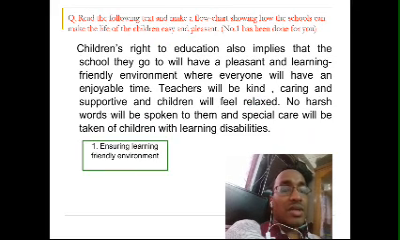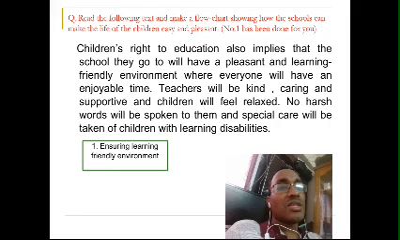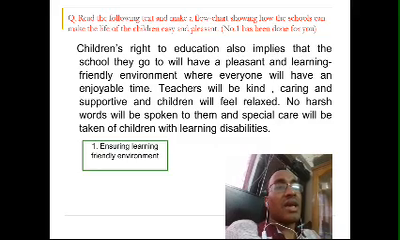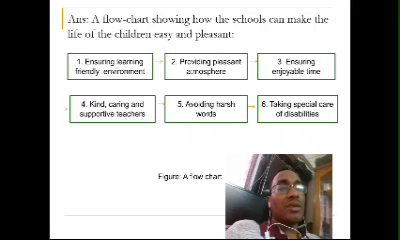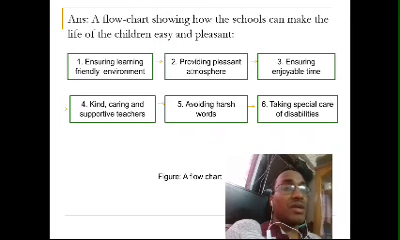And let's read the next line. Teachers will be kind, caring, and supportive, and children will feel relaxed. So when the teachers are kind, caring, and supportive, the children will feel relaxed. So this can be another point: kind, caring, and supportive teachers. Here we have used a noun. We started this point with a noun. This is another way of writing. We are following the rule, but we haven't maintained that ing form here. So there may be some deviation from the given one, and that will not create any problem.